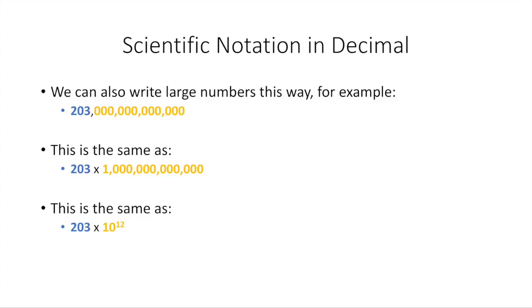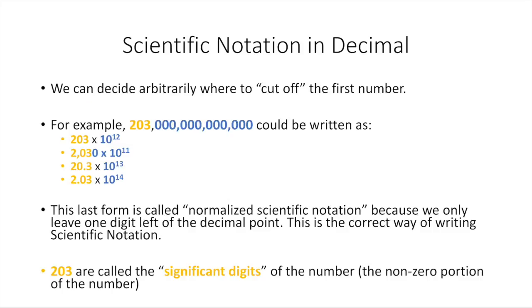We can also write very large numbers this way. For example, 203 trillion. This is the same as writing 203 times 1 trillion, which is the same as writing 203 times 10 power 12. And you can see the 203 are really the digits we care about. The zeros are interesting, but they're not significant, other than just how many zeros there are. That's why we turn it into a power of 10. And you can see that the last line, again, takes a lot less space to write than the first line.